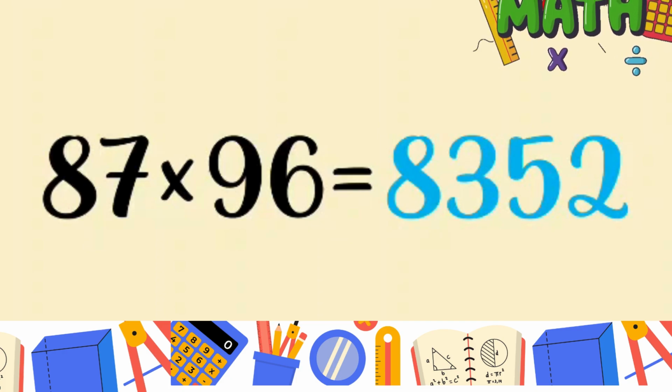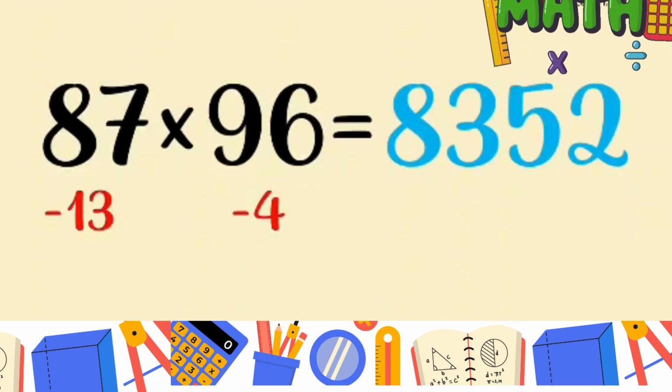So while I am demonstrating how to approach this, consider the following example. The first step in answering these kinds of questions is to determine how far each of the numbers we are multiplying is from 100. So what is the distance between 87 and 100? It is minus 13. 96 is also 4 less than 100.